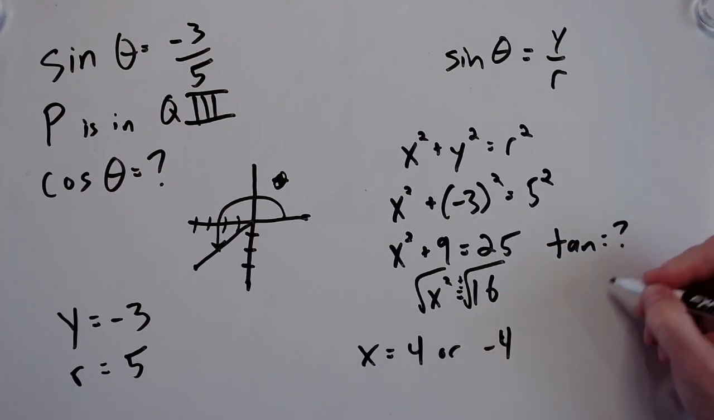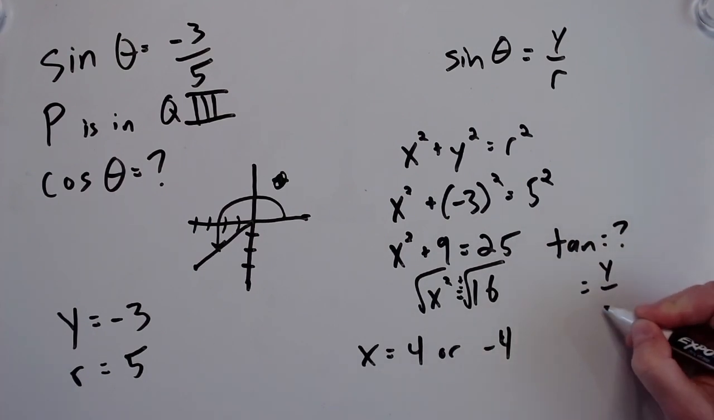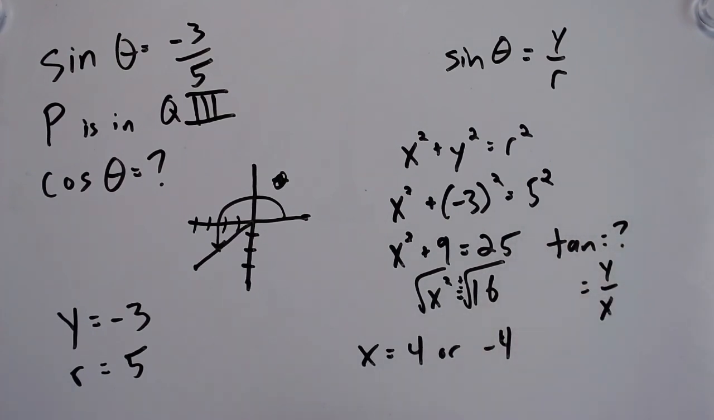Finally, what would our tangent be for this? Again, it's equal to y over x. Y is a negative value. Y is negative 3. X is negative 4. So these would cancel out, and the tangent would equal just 3/4.